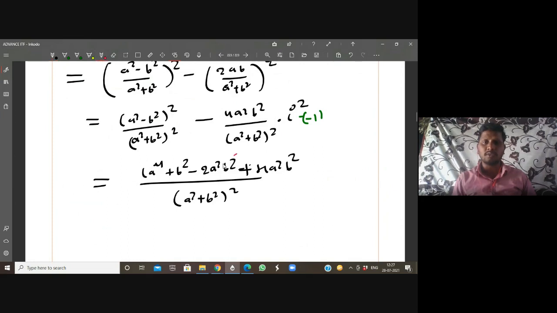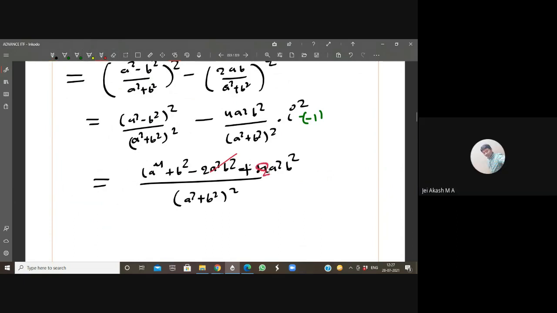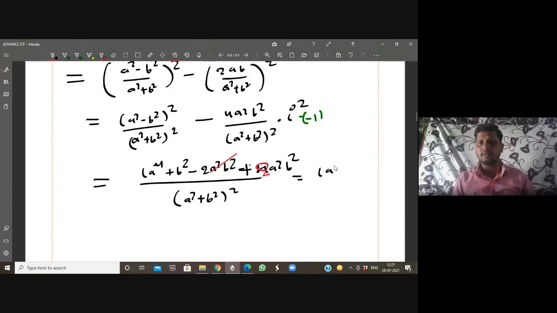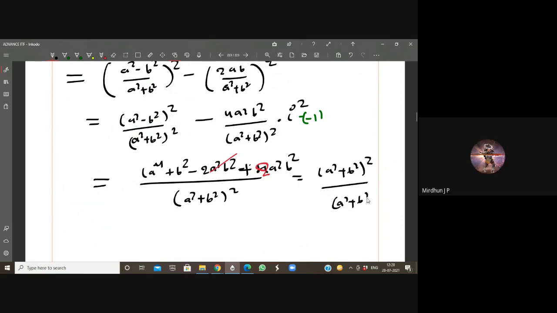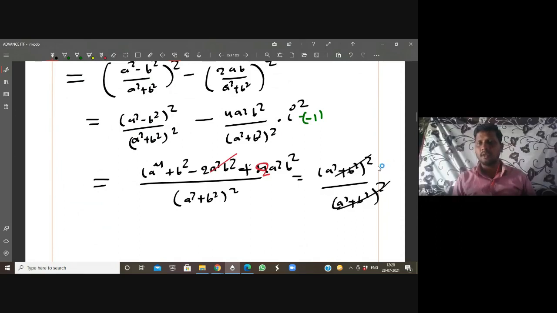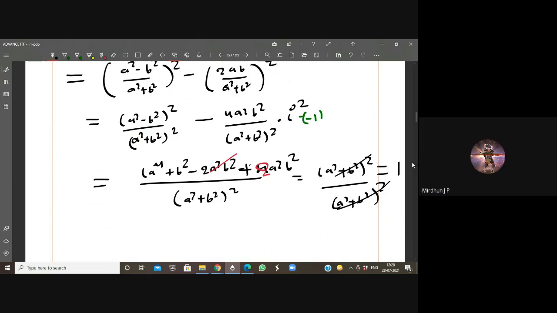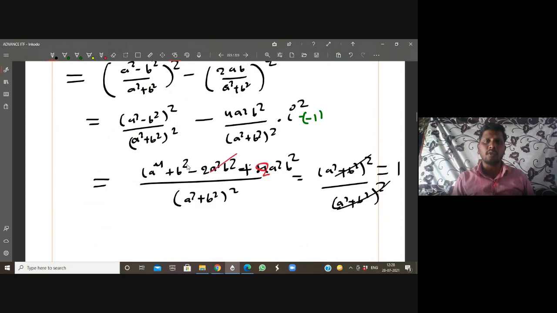Now, minus 2a square b square plus 4, plus 4 becomes what? A square plus b square the whole square. Exactly. So here we are going to get a square plus b square the whole square by a square plus b square the whole square, which get cancelled. Sir, you have written b square instead of b power 4. Yeah, okay, this is b power 4. Right.